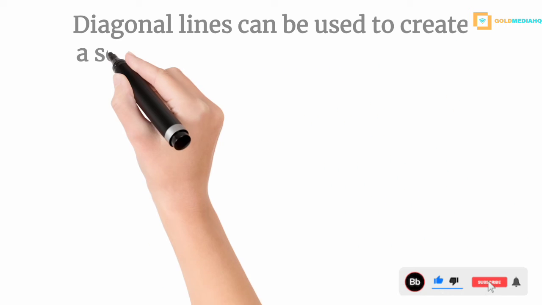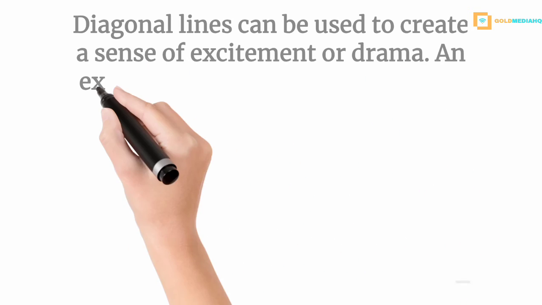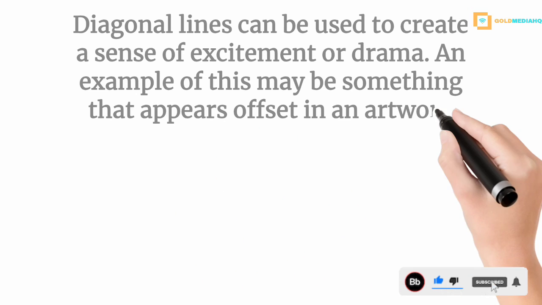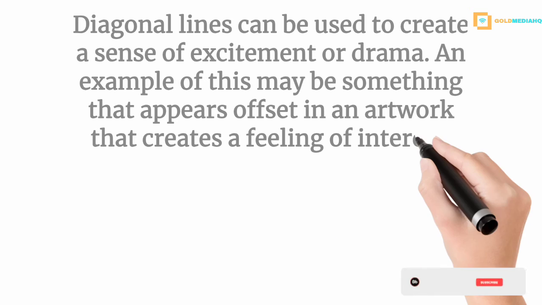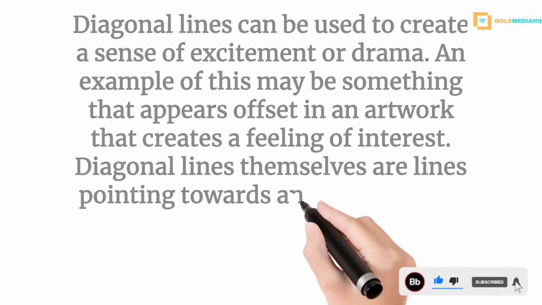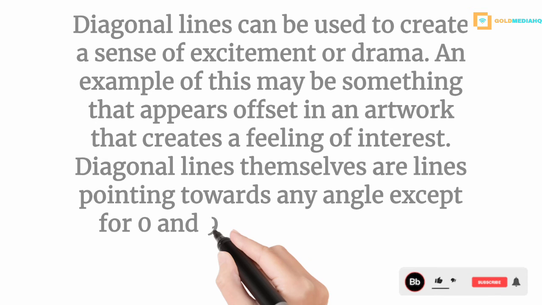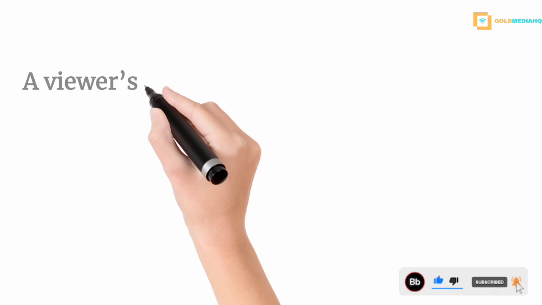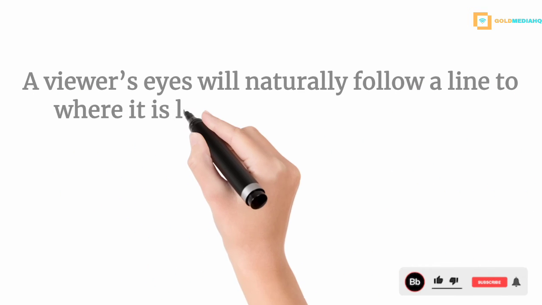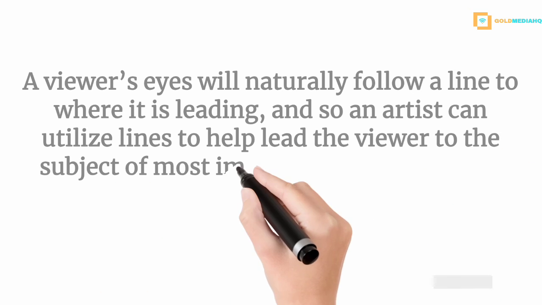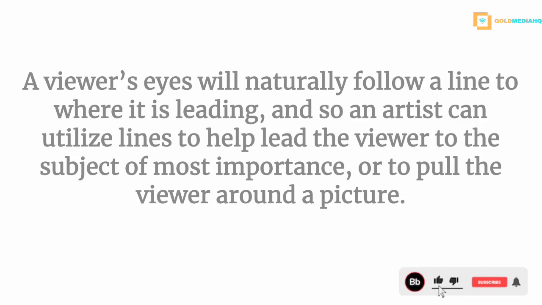Diagonal lines can be used to create a sense of excitement or drama. An example of this may be something that appears offset in an artwork that creates a feeling of interest. Diagonal lines are lines that are pointing towards any angle except 0 and 90 degrees, and can be used to create a design themselves. A viewer's eye will naturally follow a line to where it is leading, and an artist can utilize line to help lead the viewer to the subject of most importance, or to pull the viewer around.